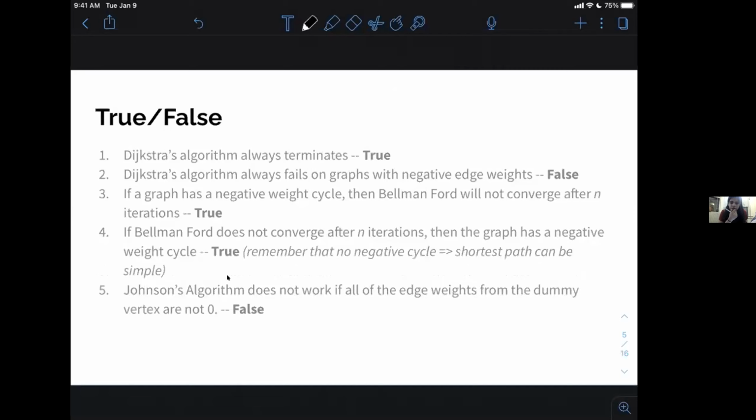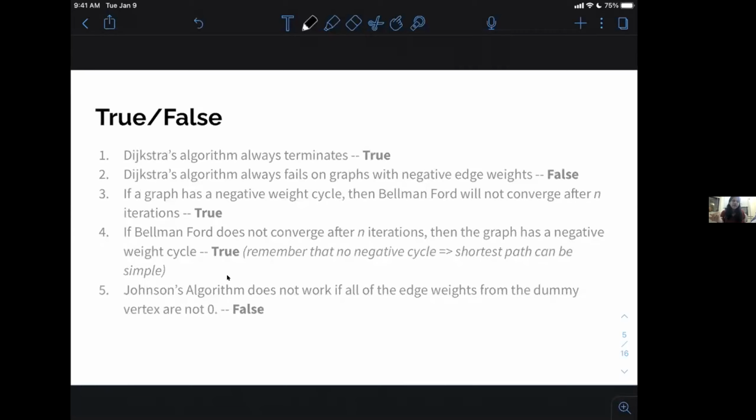So what are you referring to, Johnson's or adding the dummy vertex? Wait, I'm confused which one. Oh, adding the dummy vertex. You don't need it to be a strongly connected component, right? Because strongly connected component is saying that any vertex is reachable from any other vertex. All you need is that there is at least one vertex which is connected to another. Yeah, you know, it can be negative.